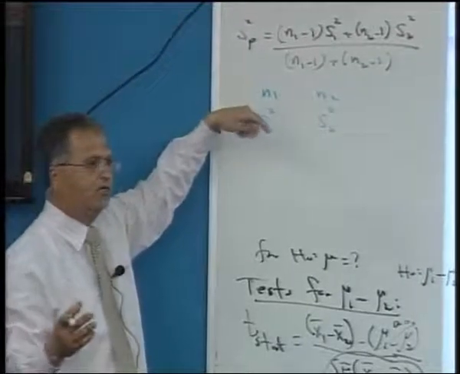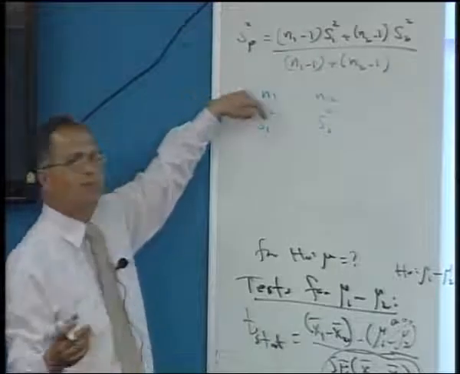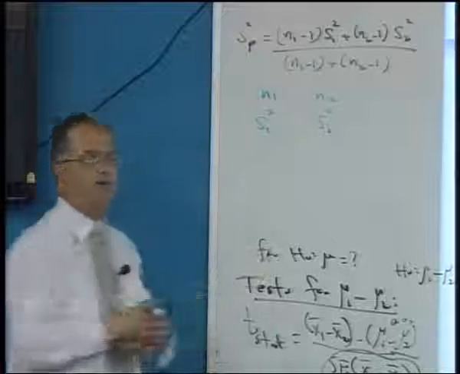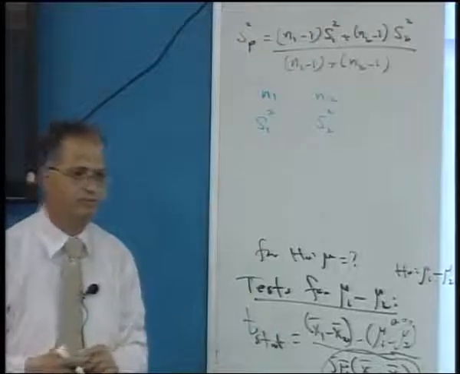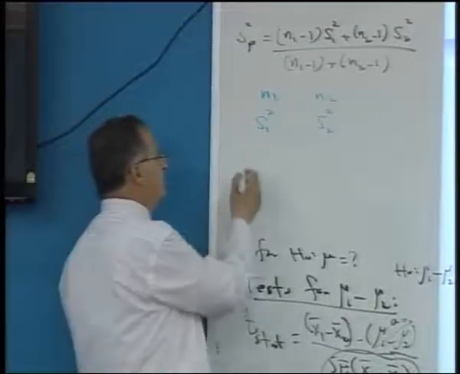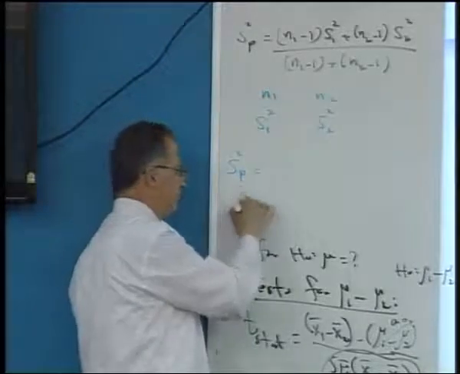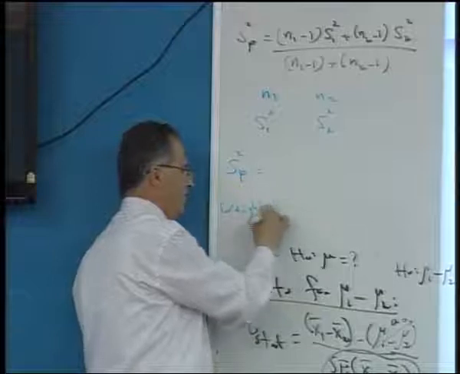Sigma is unknown, but we know the sample variance for each. Now suppose the two samples are mixed. Let's see how we can find the pooled variance, sometimes called the weighted variance.